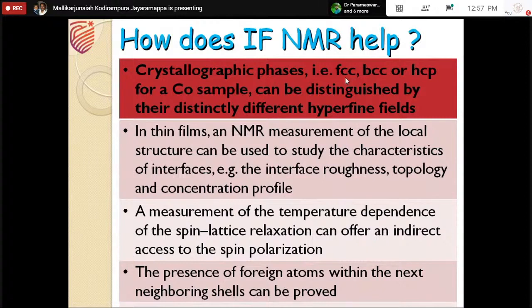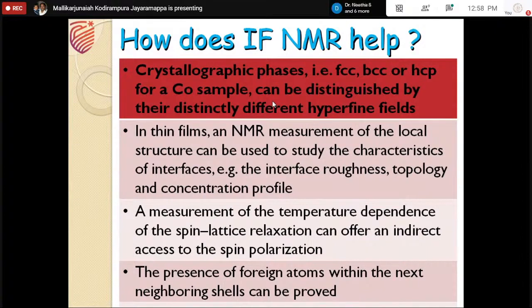Now we will try to understand how this internal field NMR really helps us. This is the summary of what I am going to talk about now. First, crystallographic phases like FCC, BCC and HCP of a cobalt sample can be distinguished from the hyperfine fields. Whenever we synthesize cobalt, a pure element, it can form different crystal structures. Can internal field NMR distinguish these types of structures? That is our first problem of interest.